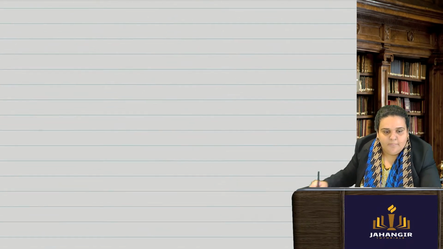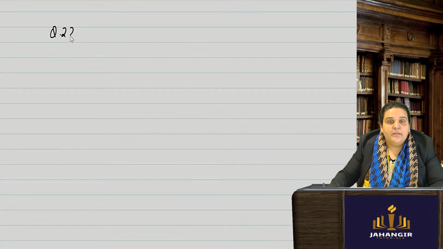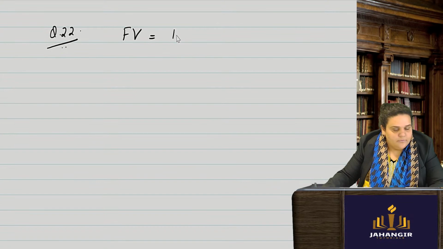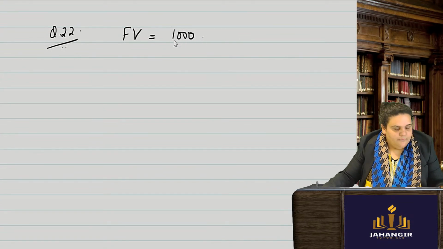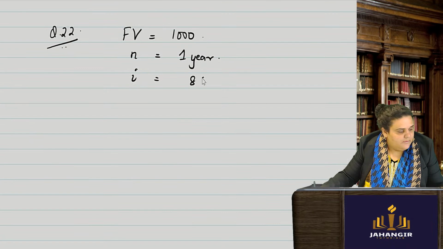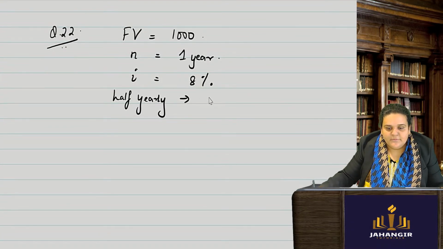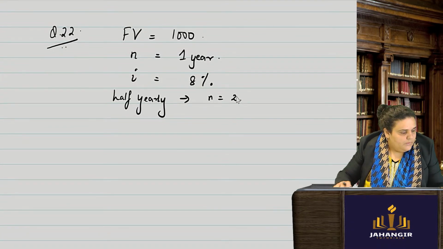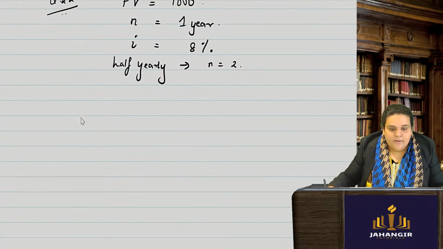So question number 22, the last exam question to be solved. Face value is equal to 1,000. Future value is equal to 1,000. N is 1 year. Rate of interest is 8%, compounded half yearly. So basically what happens, my N now becomes 2. Now let's solve this.